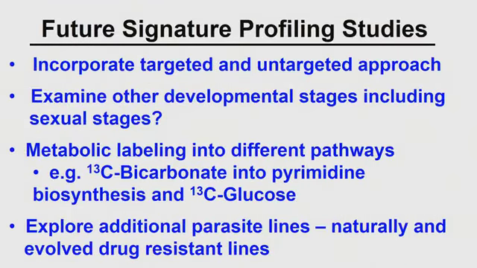So in terms of where we're taking this, we're obviously trying to incorporate both these different types of analytical approaches, looking at other developmental stages. Once we prioritize certain compounds, we can clearly dig deeper into those particular biochemical pathways by doing non-radioactive labeling into particular pathways, for example, using bicarbonate and glucose in the pyrimidine biosynthesis. And of course, eventually, we're going to have to extend this out to see how broadly applicable this is in other genetic backgrounds.